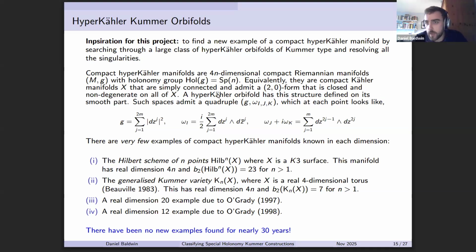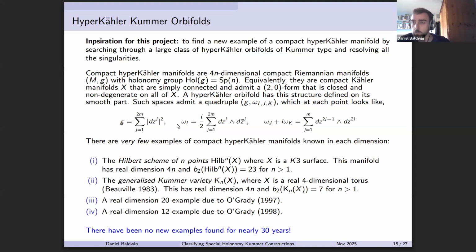A more hands-on way to view hyperKähler manifolds and orbifolds is that they admit a triple of two-forms, omega I, J, and K, which at each point take a standard form. And the metric is Kähler with respect to each of these. There are very few examples of compact hyperKähler manifolds known in each dimension. So this was the motivating problem.